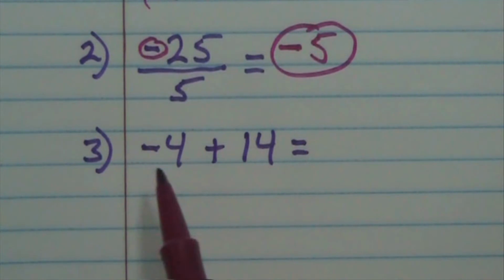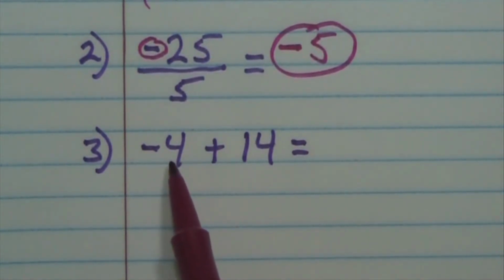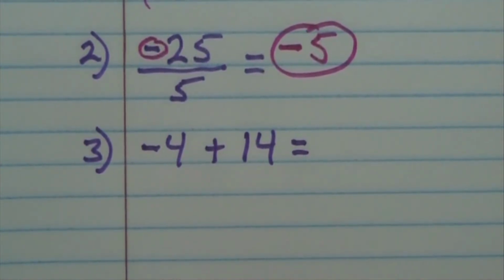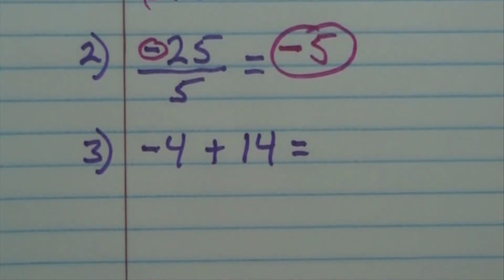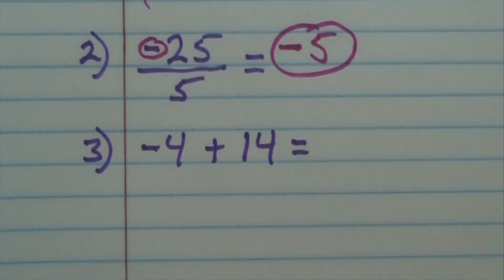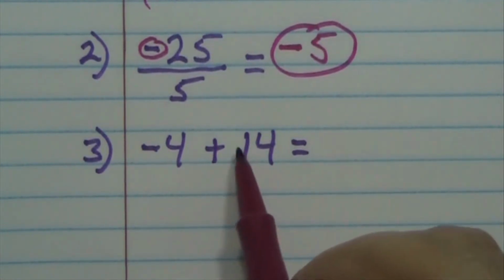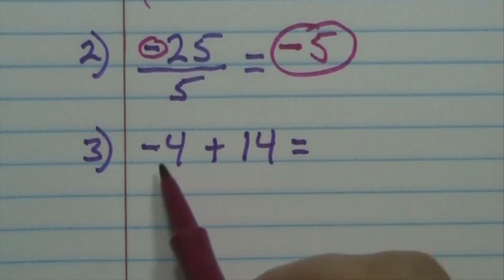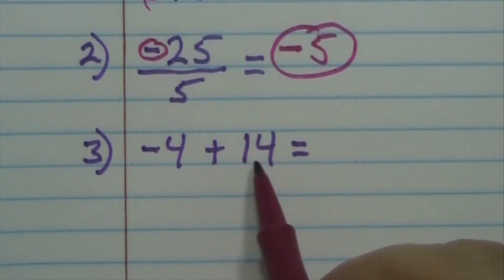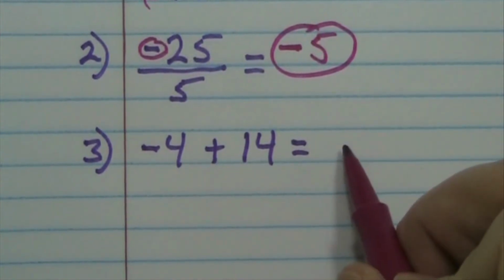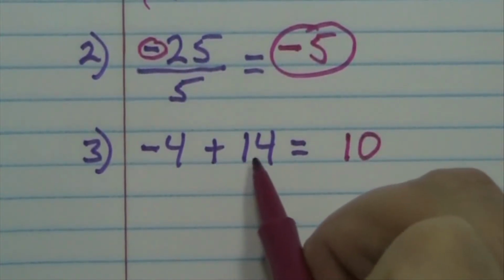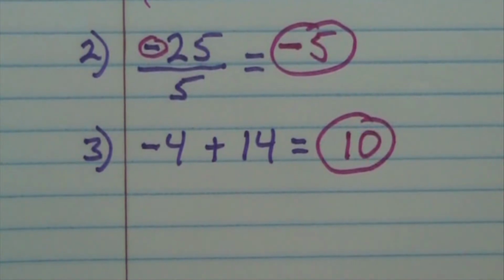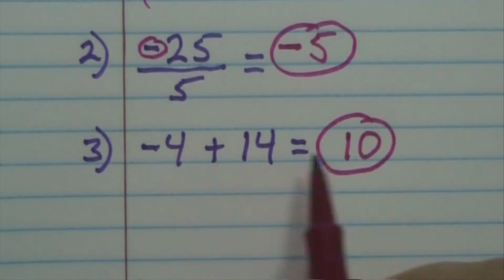Number 3, we have negative 4 plus 14. Okay, see if you can put the answer down before I do. Okay, they're different signs, so I subtract. I know my answer is positive because there's more positive. 14 take away 4 is simply 10. And there's more positive. The answer is positive 10. It's the same as 14 minus 4, 10.